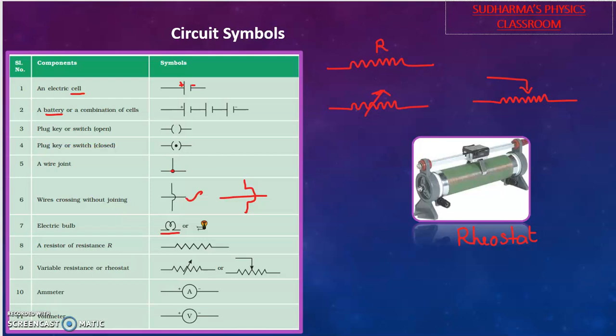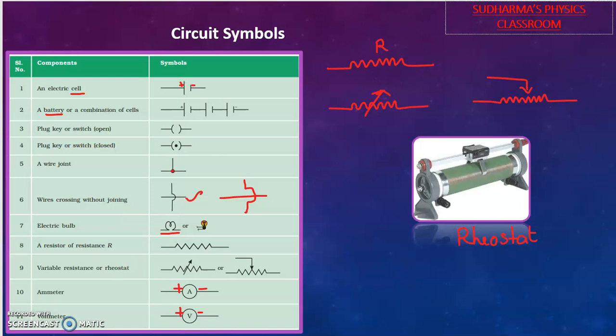And the next one comes as the ammeter and voltmeter. This symbol is very easy to understand, because the ammeter is represented by A, the voltmeter is represented by V, and the most important thing is the polarity. When we draw this diagram, we have to check the polarity. The positive of the cell should be connected with the positive of the ammeter and voltmeter, and the negative should be connected accordingly.